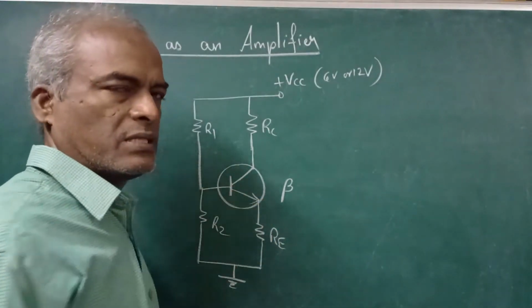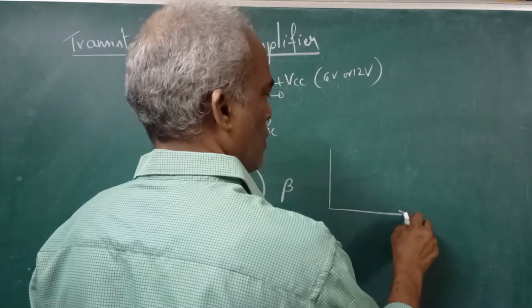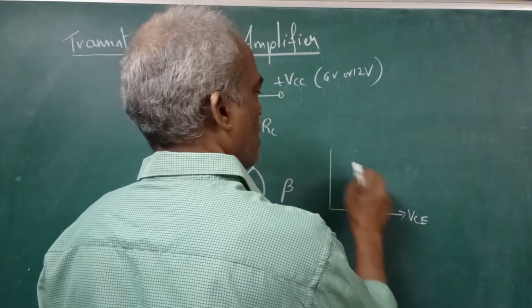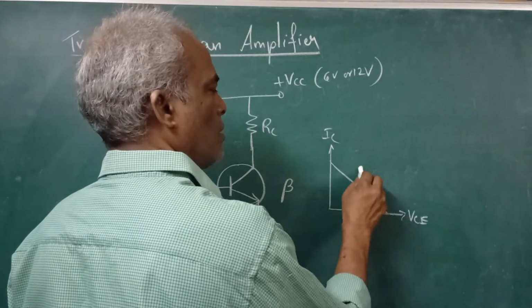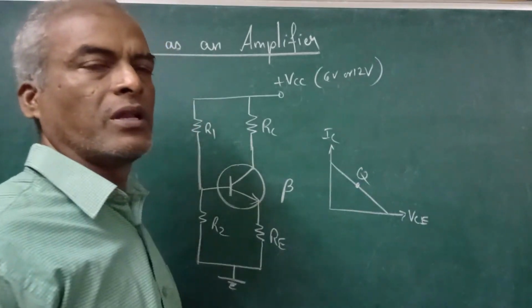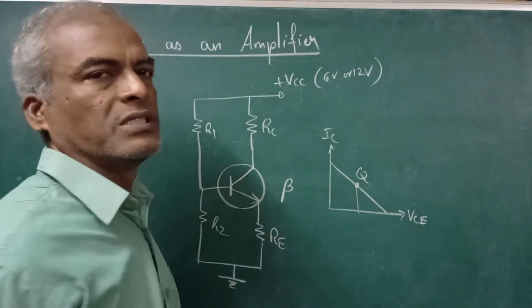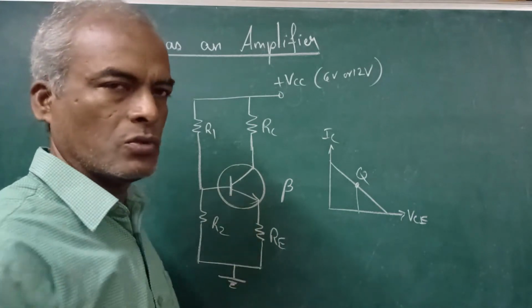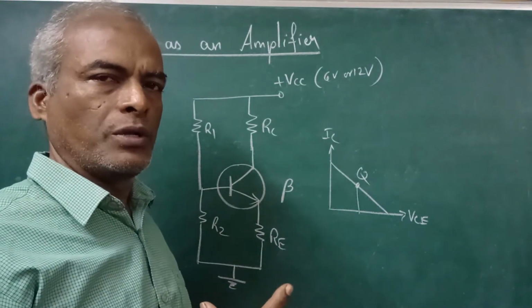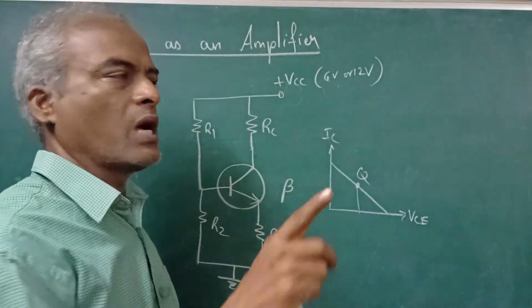Why do we need this? The Q point should be fixed at the middle of the load line. So this is VCE and this is IC. For designing an amplifier, the quiescent point should be at the middle of the load line. So practically, how do we check this Q point? After fixing the values for RC, RE, R1 and R2, using a voltmeter you measure the voltage between collector and emitter. It should be half the supply voltage.